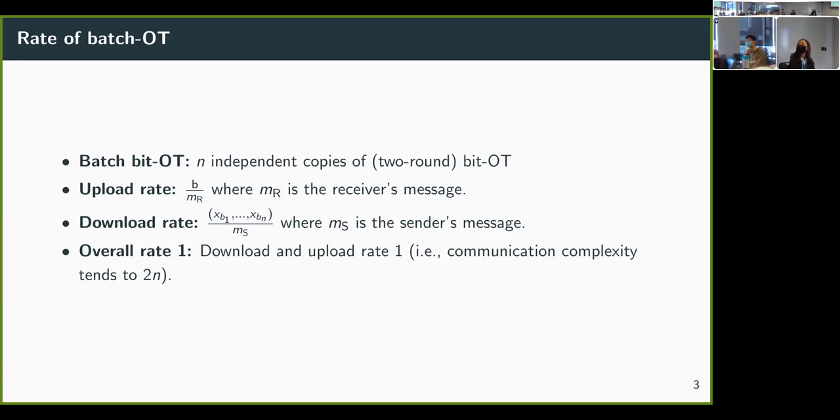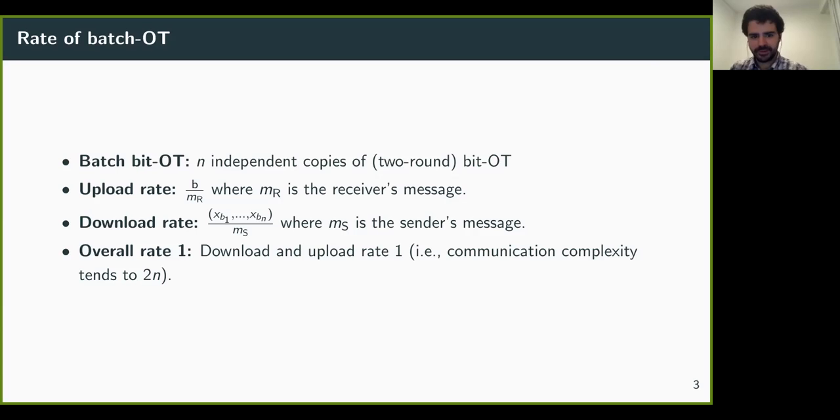Why is it called upload rate? Shouldn't the receiver be downloading? You send one bit B and you get back x_B. So upload in the sense that the receiver sends something, and download in the sense that the receiver receives something. Okay. Are we clear? Because this is actually important. I think it's fine.